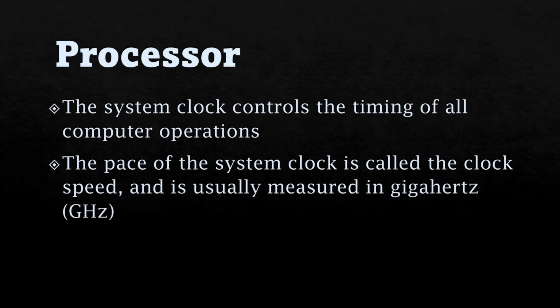The system clock controls the timing of all computer operations. The system clock is an electronic device in a computer that issues a steady high-frequency signal that synchronizes all the internal components. The pace of the system clock is called the clock speed and is usually measured in gigahertz.